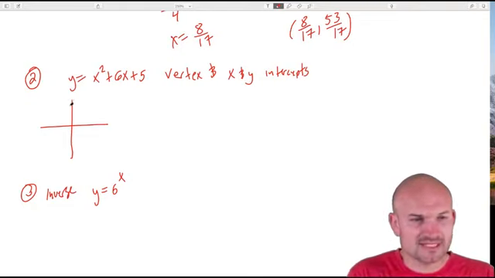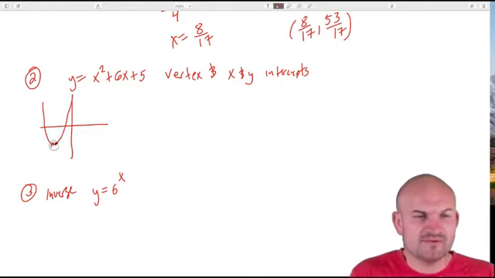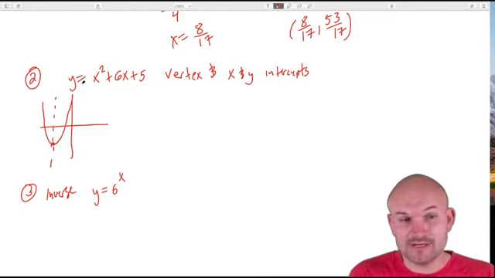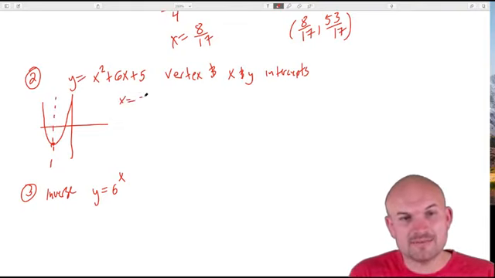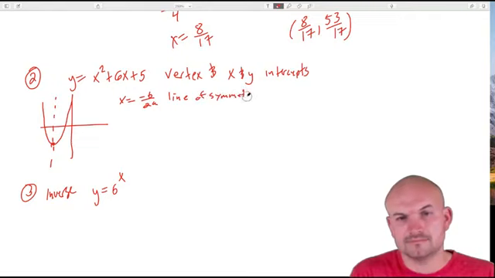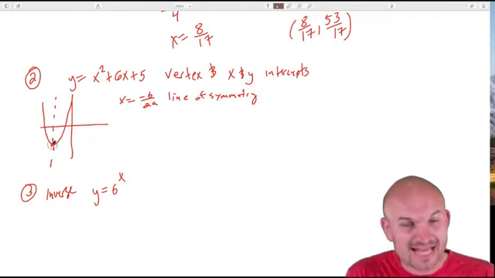It's probably going to look something like that. Remember, the vertex goes through this line of symmetry. The line of symmetry is x equals the opposite of b divided by 2 times a. So that's the line of symmetry. The vertex lies on the line of symmetry.